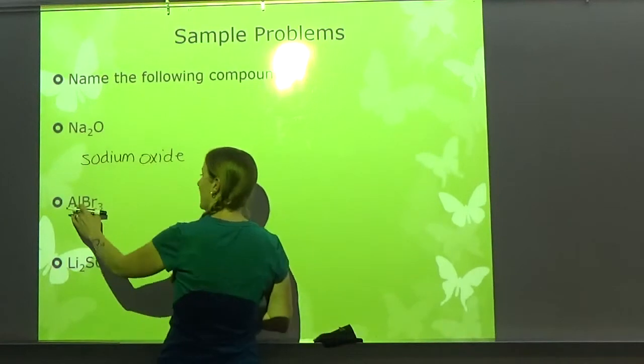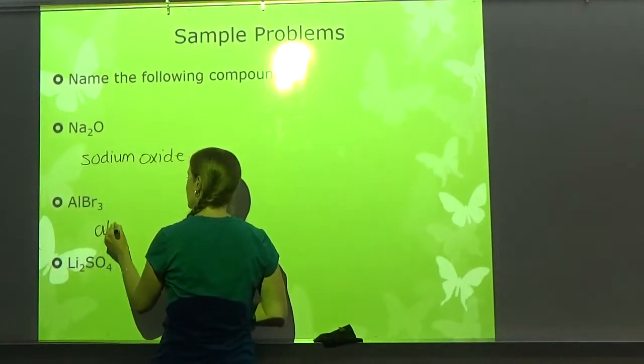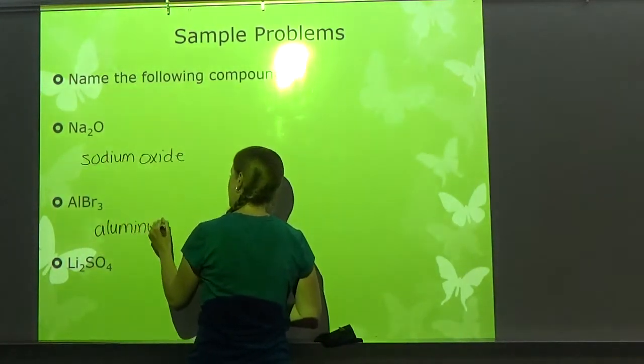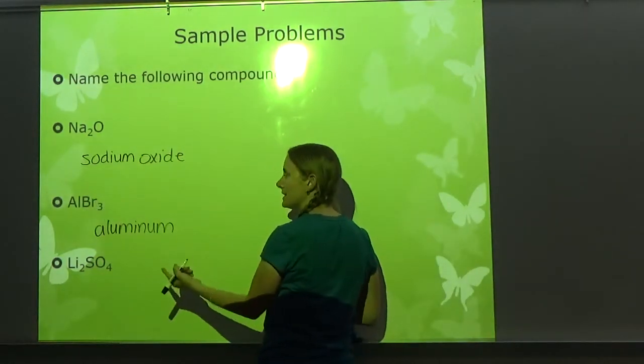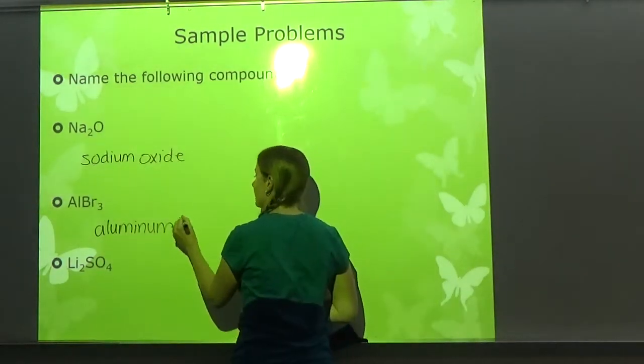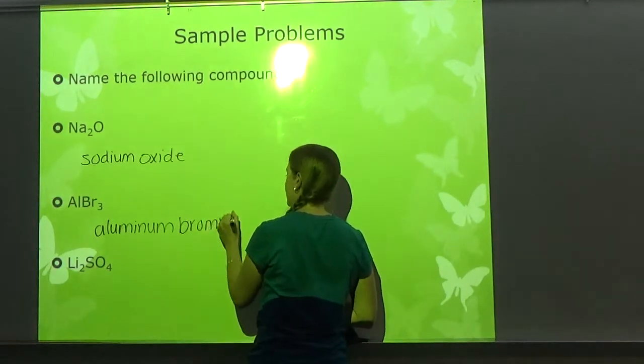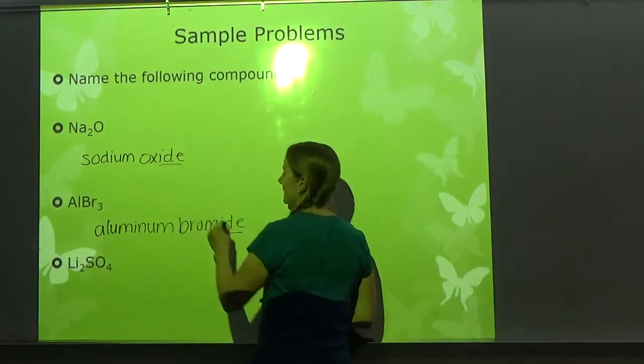Alright, so our next one. Al is my first one, so it's just aluminum. And Br is bromine, but because it's listed last, that means it's negative, so I'm going to call it bromide. So don't forget those "ide" endings.